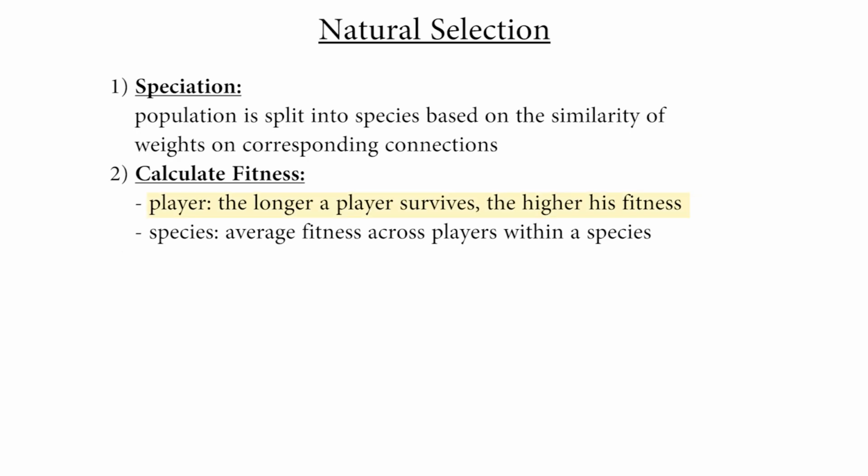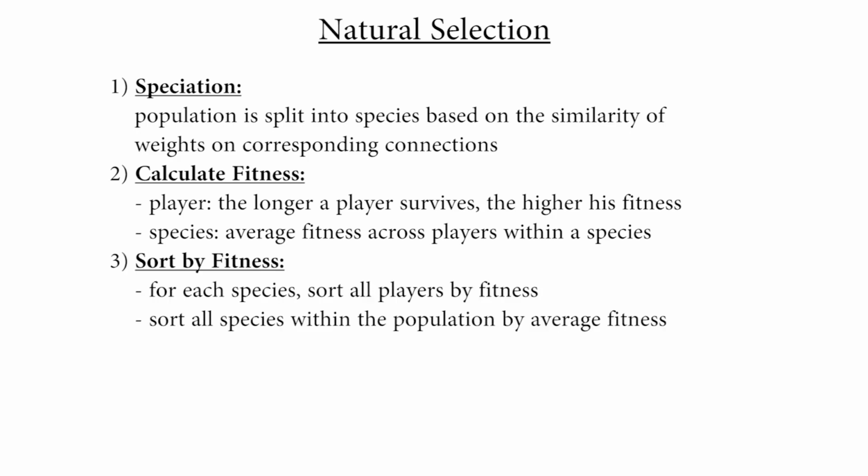The fitness score of the players will simply depend on how long they stay alive. The longer a player stays alive, the higher his fitness score. And the fitness score of the species is simply going to be an average of all the fitness scores of the players that belong to a species. Once these fitness scores have been calculated, we're going to move to the next step in the natural selection process, and that is going to be to sort all the players within their species by their fitness, and then subsequently sort the species by their average fitness.